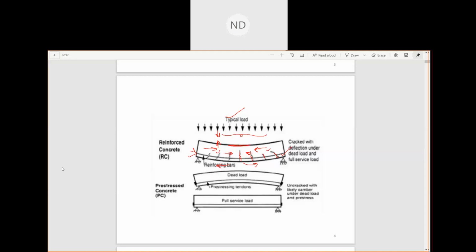Basically, when you see cable bridges, you will see the steel tendons or rods. So how are we going to create those stresses in a beam? We are going to use tendons, and when we pull tendons, they have a higher tensile strength as compared to normal steels. I'll come to that now.